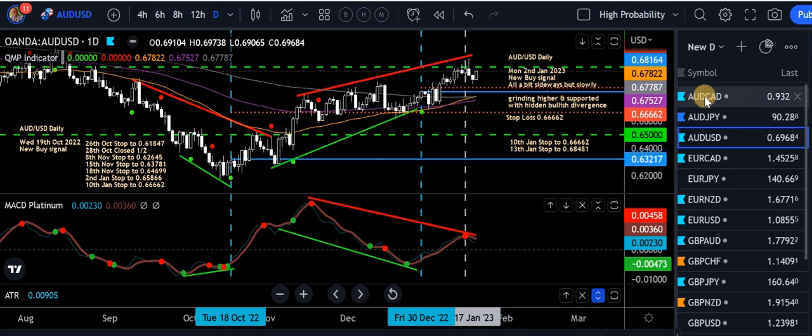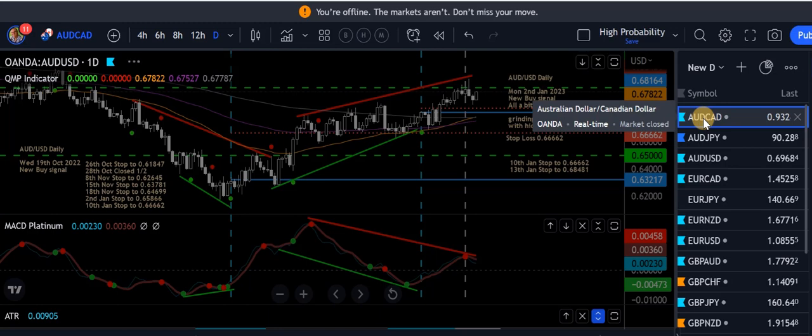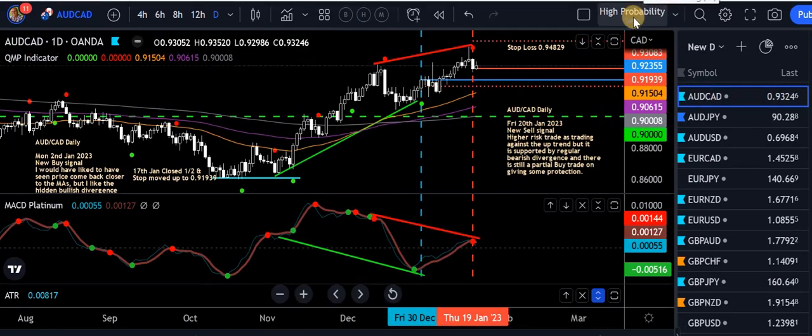We'll go to the first one, AusCAD. Yeah, here goes my Wi-Fi. All right, forgot what I was up to. Had to reboot everything, lost my internet.